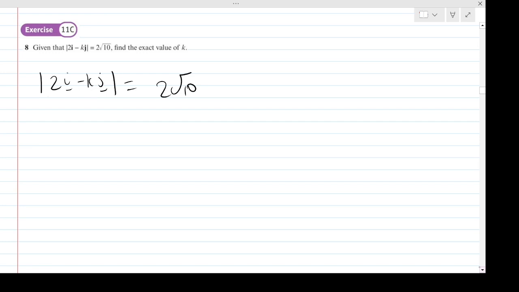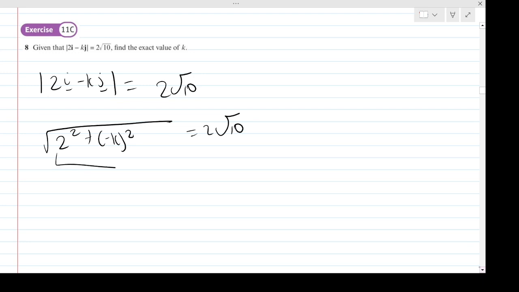So we can do the length as normal. The length or the magnitude is going to be the square root of the two components, the i and the j component. So 2 squared add the minus k squared, right? And then that's going to equal 2 root 10.